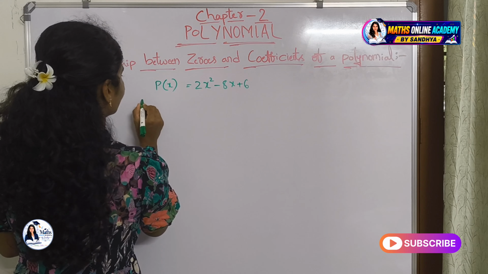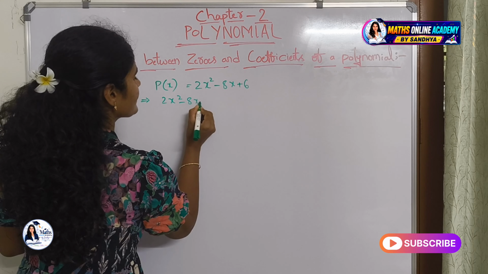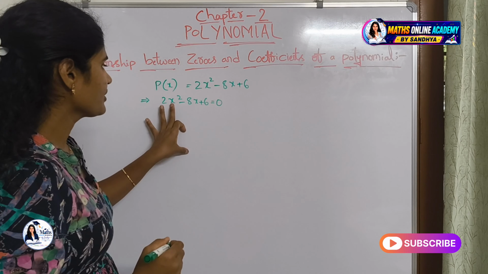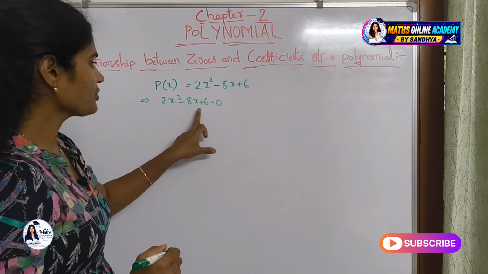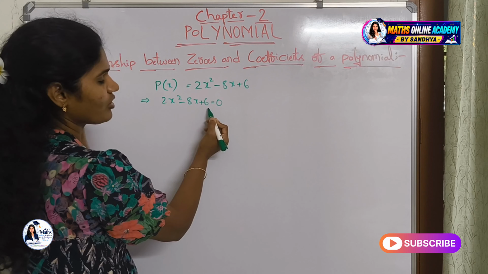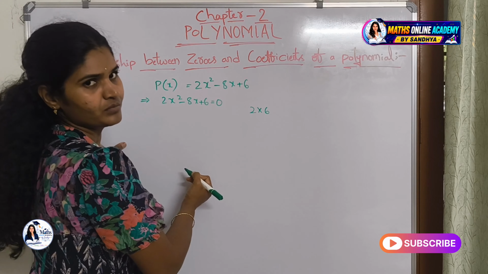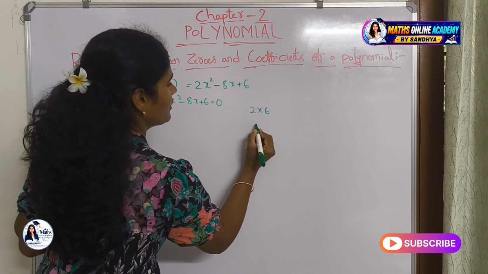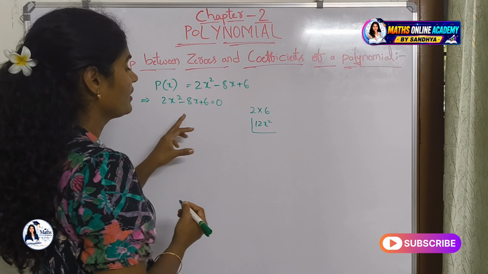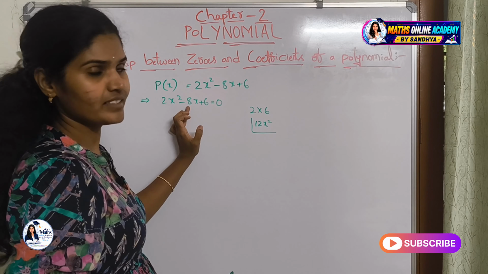So 2x square minus 8x plus 6 equal to 0. We have to find the values of x. Using factorization, you multiply the x square coefficient and the constant. So what do you get? 2 into 6, that means 12x square. You do the factorization. When you do the factorization, you get the answer minus 8.